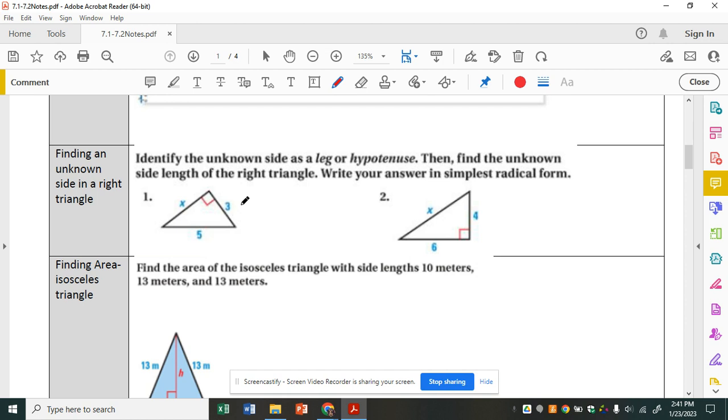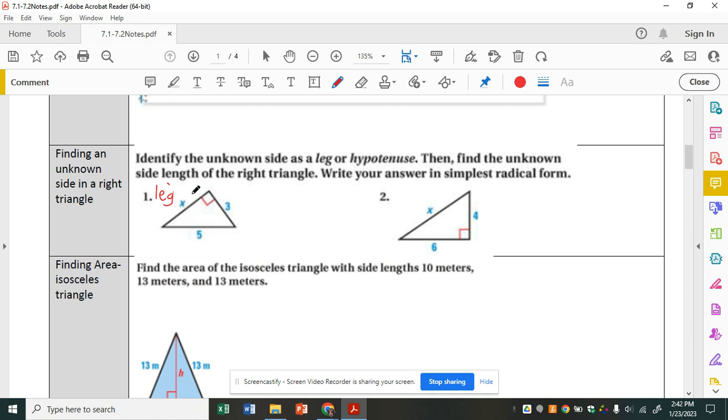In my example here, it says identify the unknown side as a leg or the hypotenuse, then find the unknown side length of the right triangle. In this case, x is one of the sides that makes up the right angle, so x is considered to be a leg. 5 is the side length that's directly across from the right angle, so this is our hypotenuse. So we're looking for a leg here.